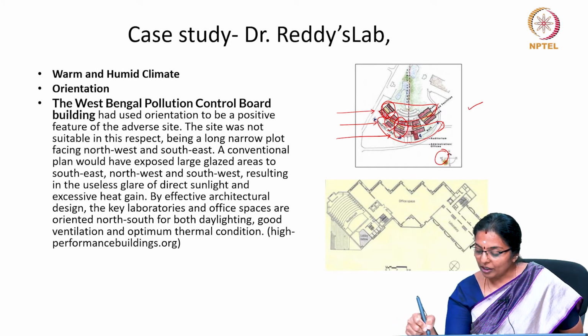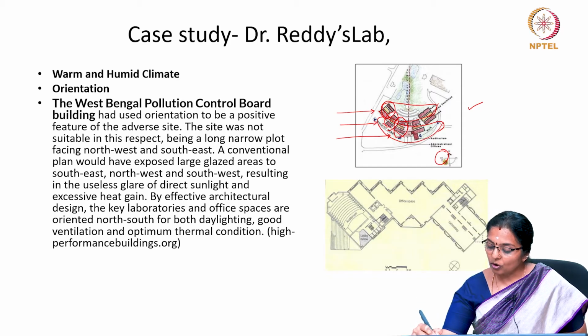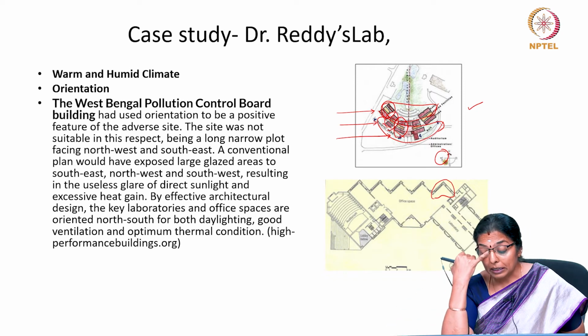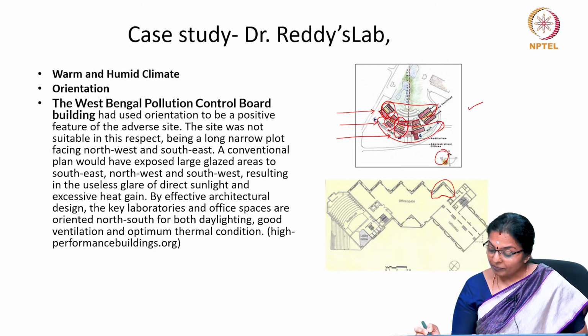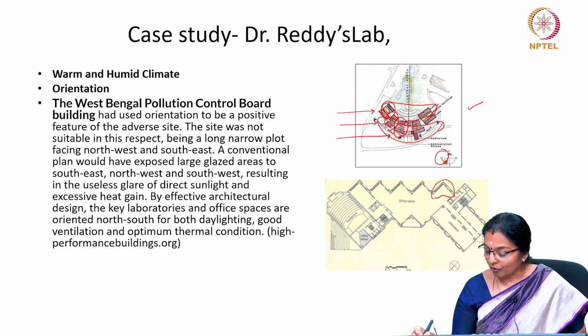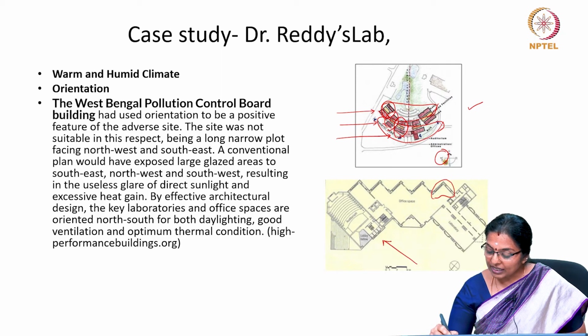And if you look at the office spaces, you can see the office spaces have windows which are appropriately shaded. You have jali walls or you have regular windows, and the direct solar radiation is completely cut off, because this is the western direction. If you see the western direction, you will see that these are all toilets.